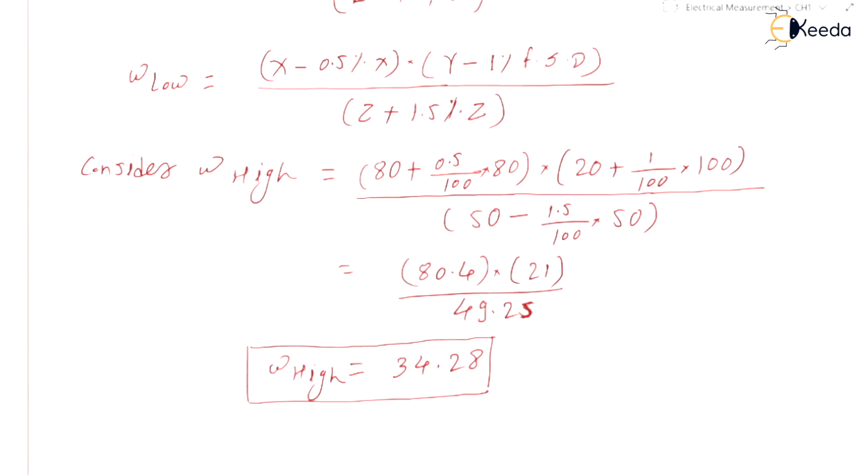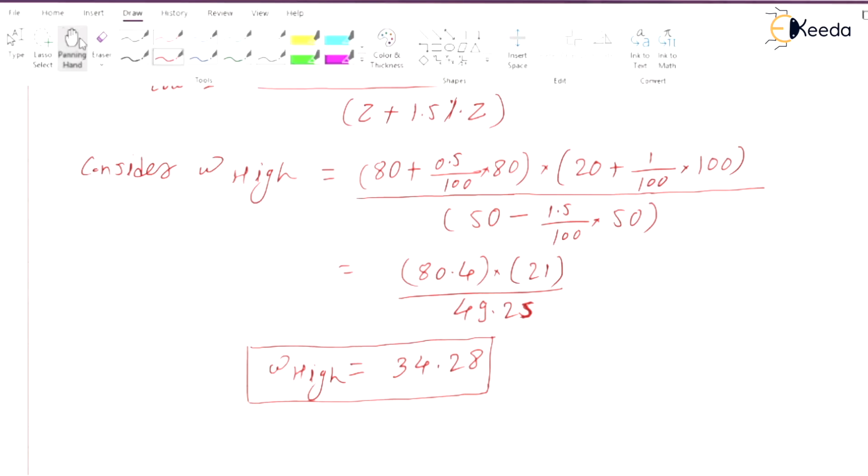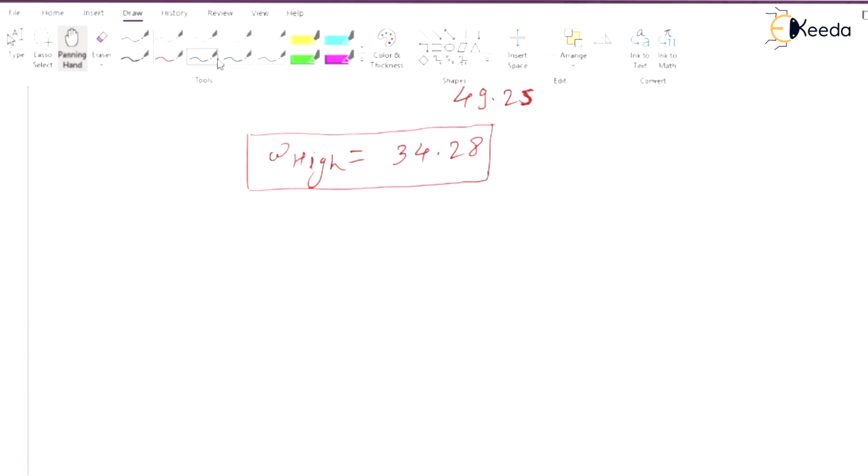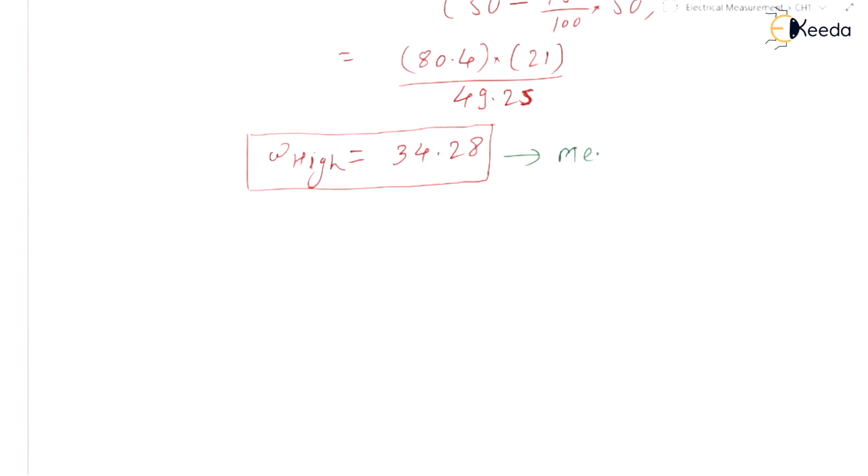Okay, next, so now from this we can write error. So w high is nothing but it is a measured value. Let us consider it as w measured. Means the highest possible value of w will be 34.28. Okay. So now from this we can write, therefore maximum error, or the maximum percentage error. Percentage maximum error is equal to measured value minus true value.